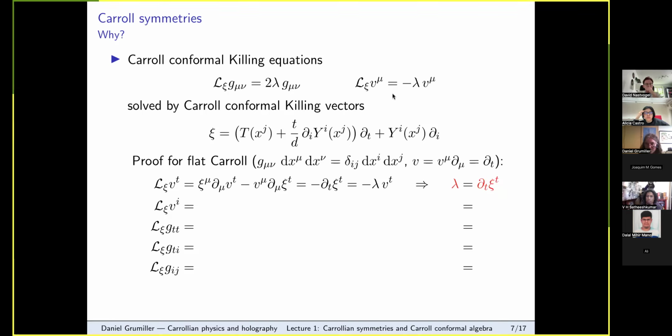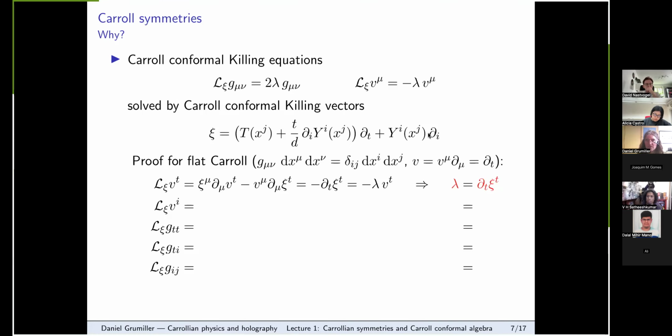So that's a big difference to the Lorentzian case. When you solve these equations here, in the Lorentzian case, you only have the first equation and the metric is just the Minkowski metric. You find a finite number of conformal Killing vectors depending on the dimension. I mean, it scales quadratically with the dimension, but you get, for instance, 15 in 4 spacetime dimensions.